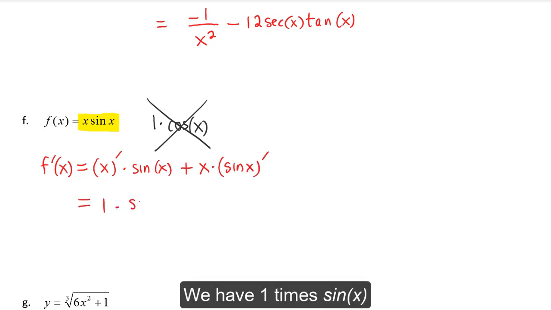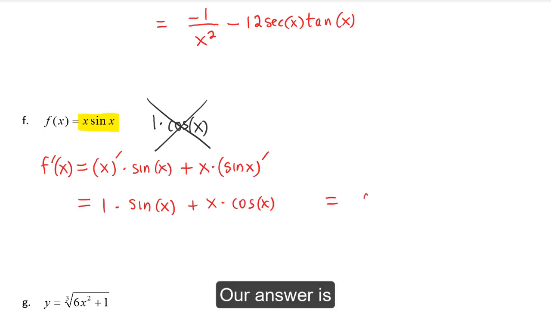We have 1 times sine of x plus x times cosine of x. Our answer is sine of x plus x times cosine of x.